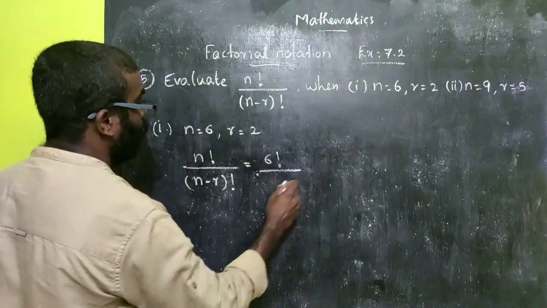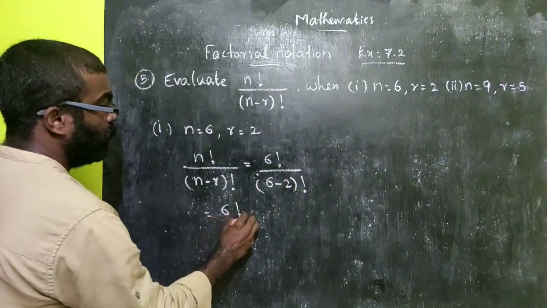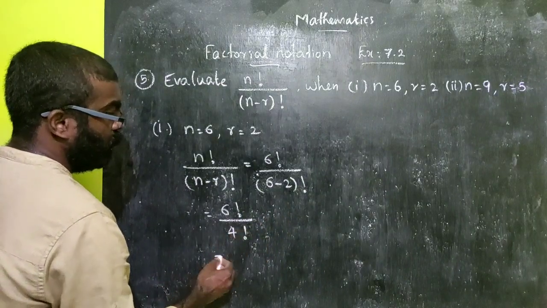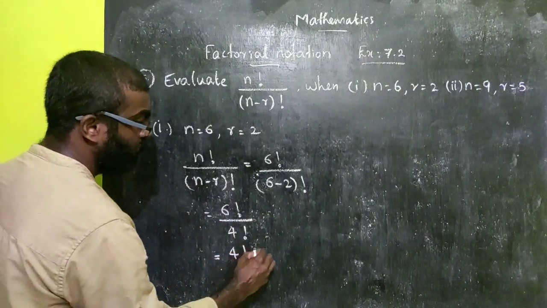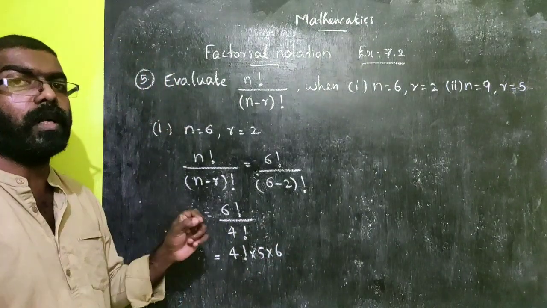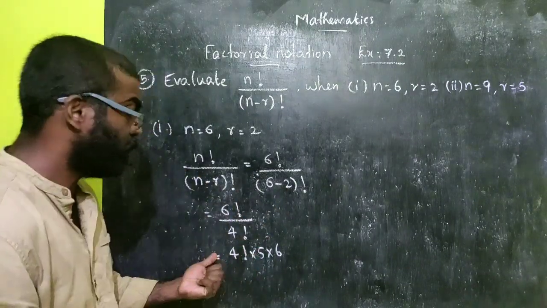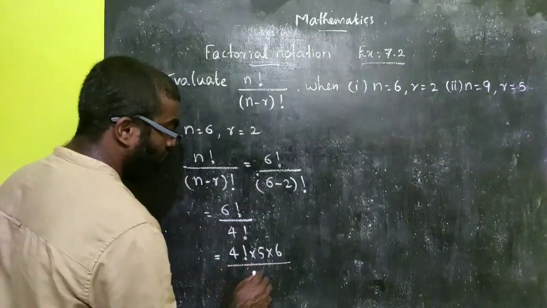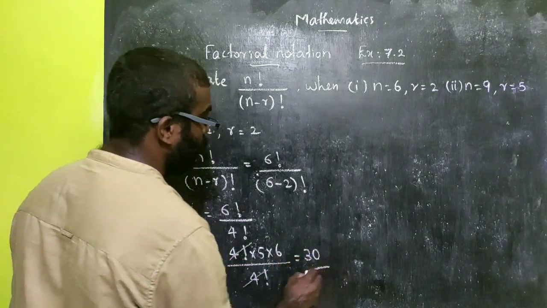6 factorial divided by 6 minus 2 the whole factorial. That is 6 factorial by 6 minus 2 is 4, 4 factorial. 6 factorial can be written as 4 factorial into 5 into 6. Okay. 1 to 6. 6 factorial means 1 into 2 into 3 into 4 into 5 into 6. If we take the first 4 numbers, we can write 4 factorial. The remaining 2 numbers are 5 and 6. Divided by 4 factorial. This 4 factorial we can cancel, and 5 6s are 30.